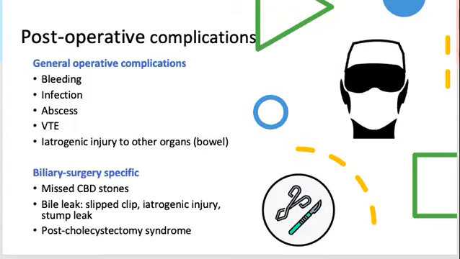In terms of biliary surgery specific complications, you may have some missed CBD stones. You can have a bile leak, so that's when, like we discussed earlier, the clip on the cystic duct becomes slipped, or for example, an iatrogenic injury or a stump leak. And you can have post-cholecystectomy syndrome.